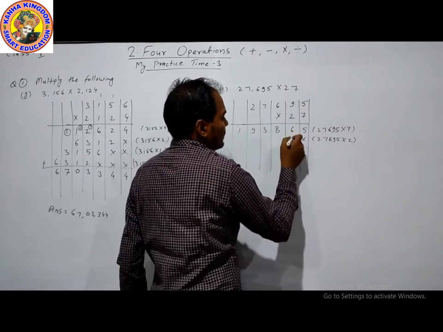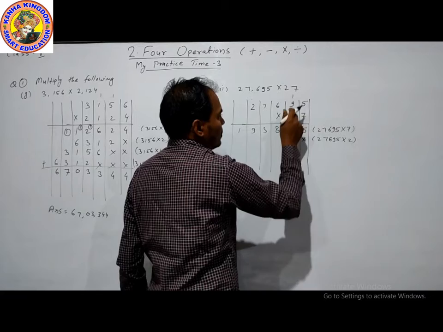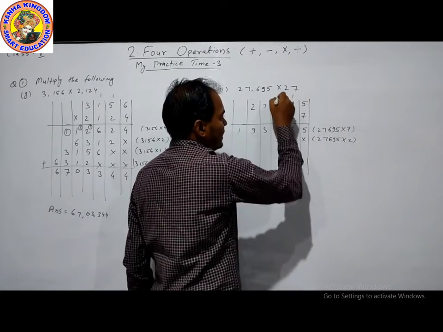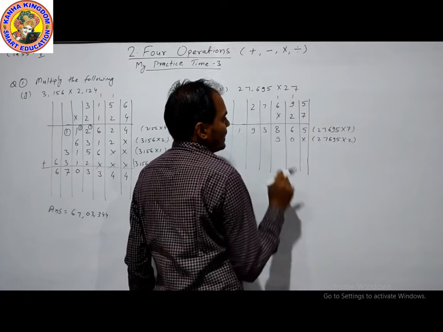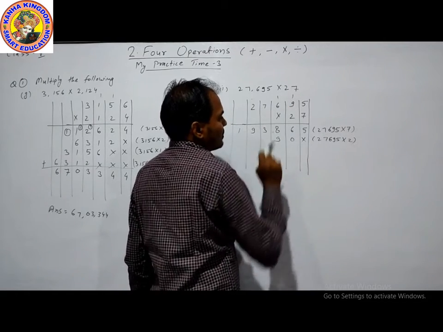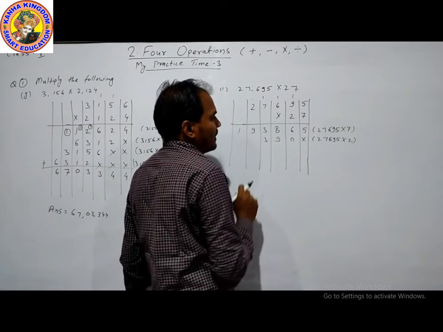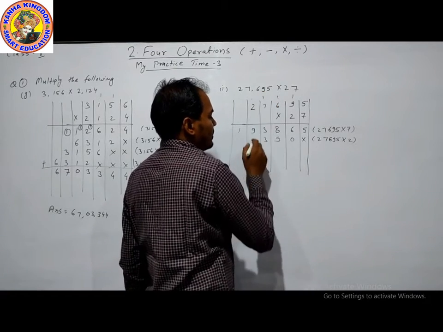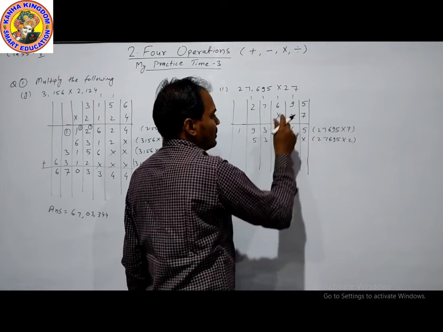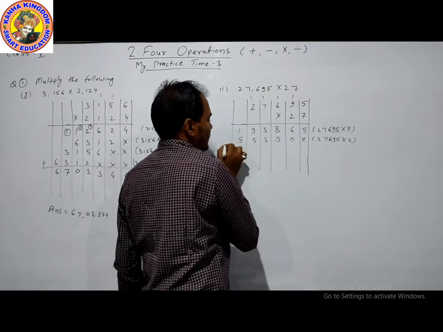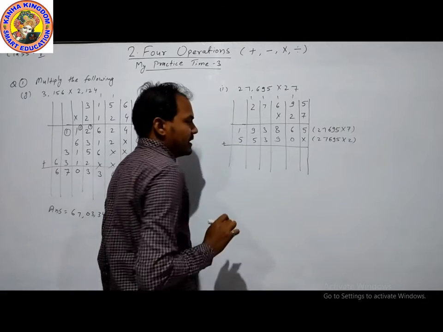2 into 5, 10. 2 into 9, 18 plus 9, 19. 2 into 6, 12 plus 1, 13. 2 into 7, 14 plus 1, 15. 2 into 2, 4 plus 1, 5. Now we will add these numbers.